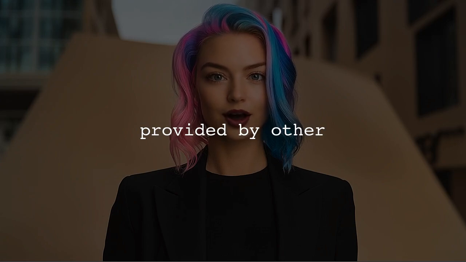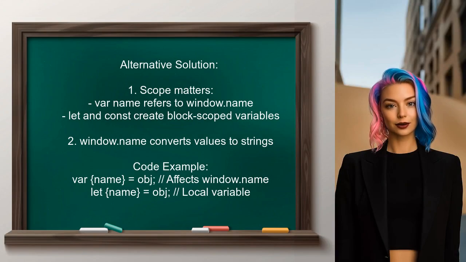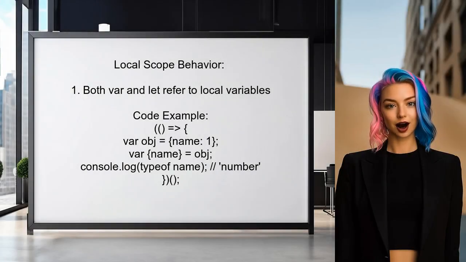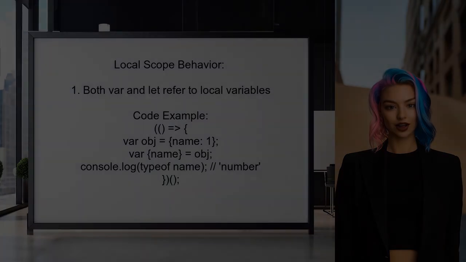Now, let's look at the answers provided by other users. This user explains that the behavior of the name property being cast to a string is due to the scope of execution. When using var, name refers to the window.name property, which automatically converts values to strings. In contrast, let and const create block-scoped variables that do not affect the window object. In local scope, both var and let will refer to a local variable, avoiding the string conversion issue. This distinction is crucial for understanding how variable declarations behave differently based on their scope.